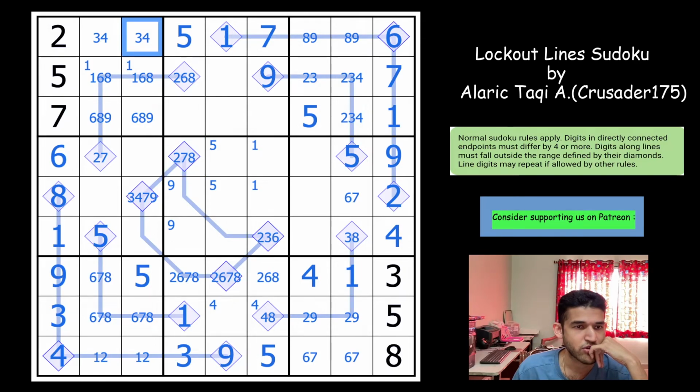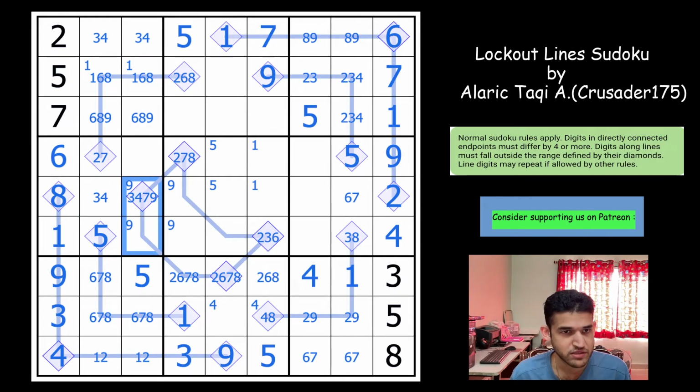Okay, 3 or 4. You can't have 3, 4 in here. That puts the 3 or 4 here. Whatever comes in here must go in here. And which means 9 must be in these two cells in this area. So 9 must be here. 5 is not here. That's a 5. 1 in box 6 must go here.